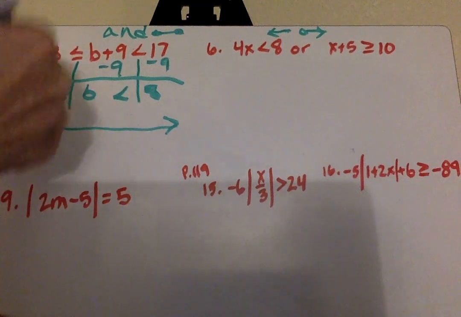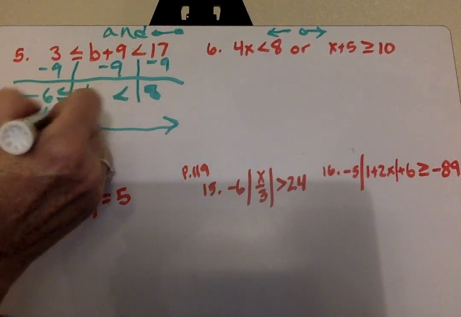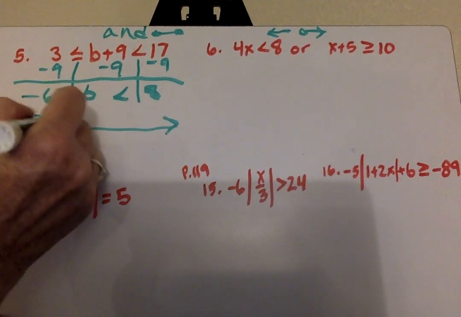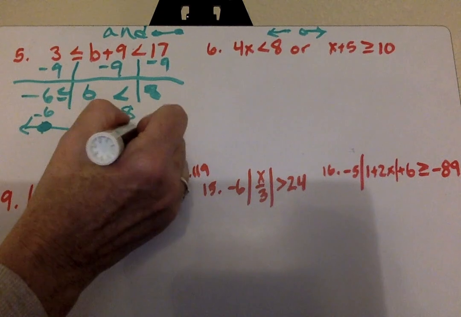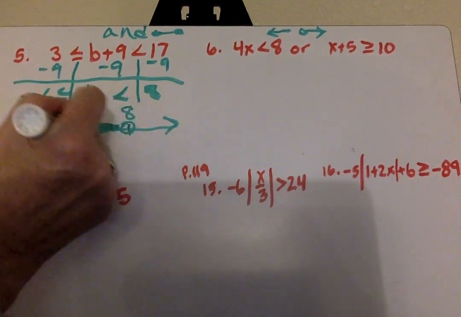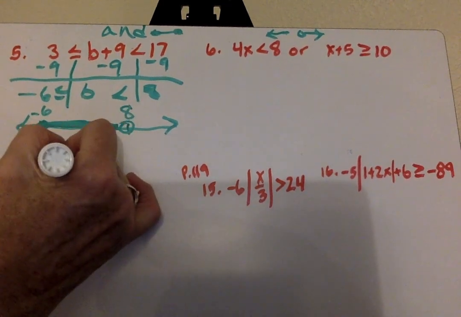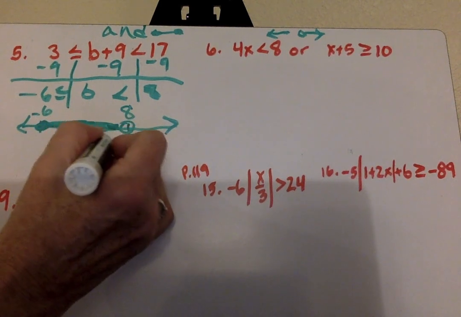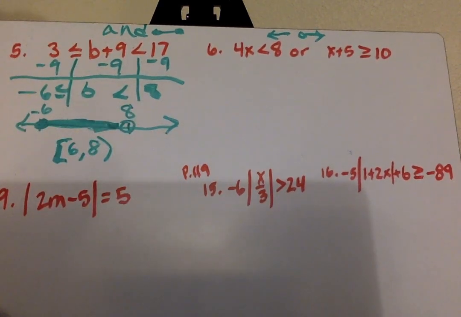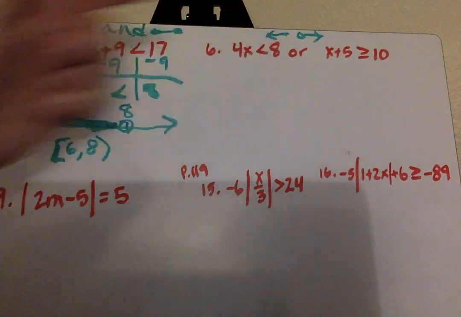Oh, that's a negative 6. So we go negative 6 less than or equal to, more ink there means more ink here. We go to 8, open dot, because that's just less than, so it does not include that, but we shade everything in between. Okay, so then we have our interval. We include 6, so it's a bracket. We don't include 8, it's a parenthesis. And there you go. Okay, so we did an and, now we're going to do an or.